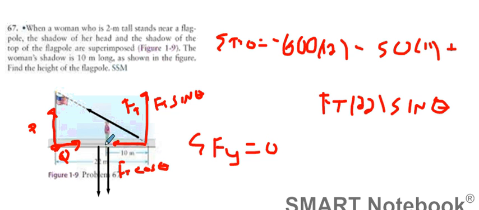That also equals 0. So the sum of all torques equals 0, and the sum of all forces equals 0. Those are the conditions of equilibrium.